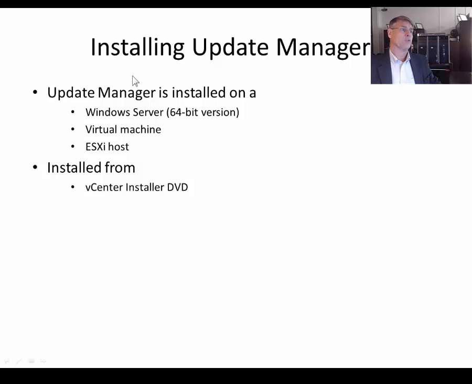Installing Update Manager. Typically, Update Manager is installed on a Windows 64-bit server, which is running on a virtual machine, which is running on an ESXi host. You could install to a Windows server which is running on a separate physical box, but typically you install to a Windows server which is running in a virtual machine in an ESXi host. And the installation is performed from the vCenter installer DVD, which we have looked at previously.